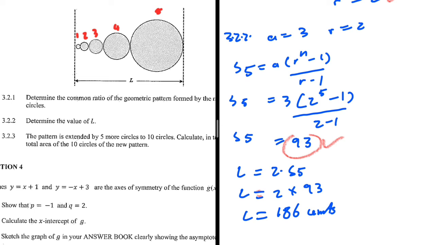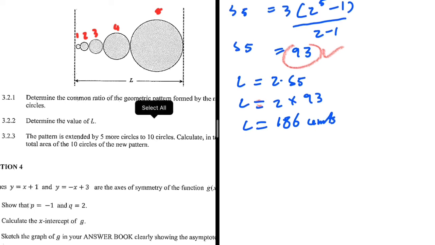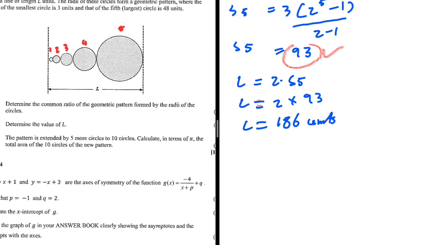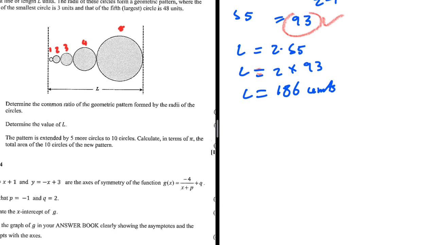We can move to the equation that follows. So let's go ahead and take a look. 3.2.3, the pattern is extended by 5 more circles to 10 circles. Calculate in terms of pi the total area of the 10 circles of the new pattern. Okay, so now we no longer have 5, but we have 10. But what is the equation for the area of a circle? Well, the area is equal to pi r squared, and we are looking for the area of the first 10 circles. So how can we go about that? Well, the total area.